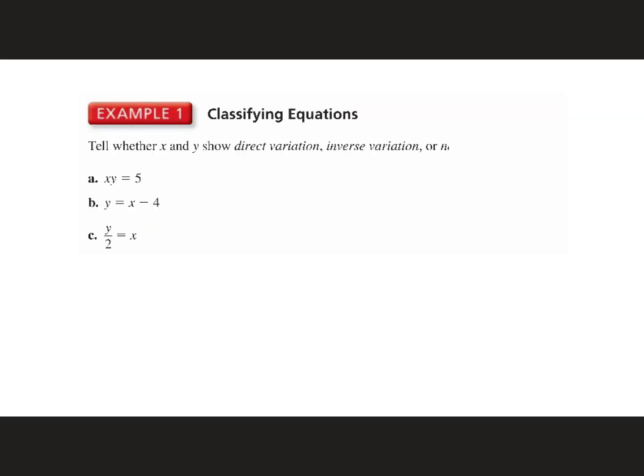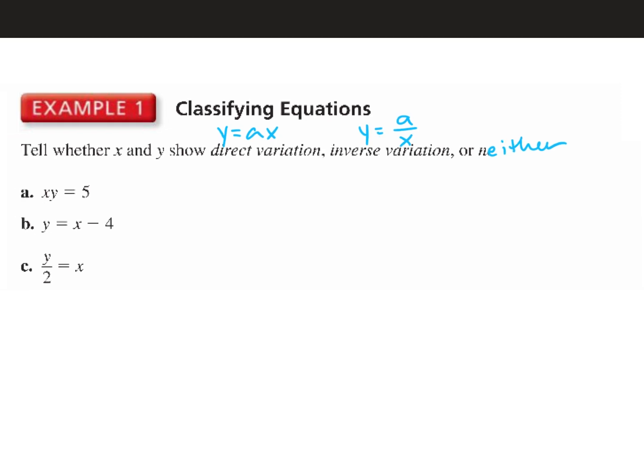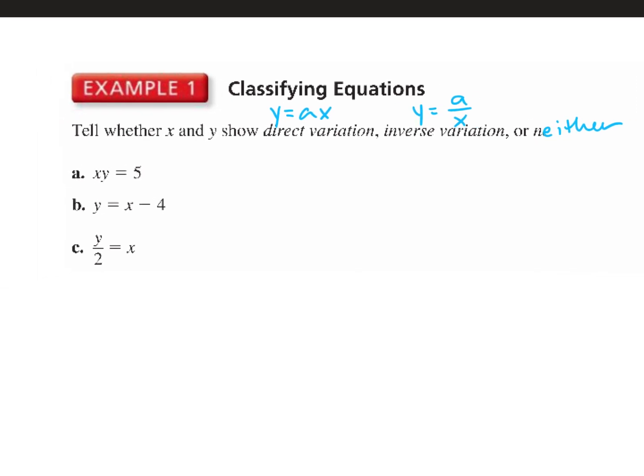So in example 1, we want to tell whether x and y show direct variation, inverse variation, or neither. So our formula for direct variation is y is equal to a times x, and inverse variation is y is equal to a over x. So we just want to see if our equations match either one of these. If they don't match either one, then it would be neither. So we have to get it to be y equals to see if it matches.